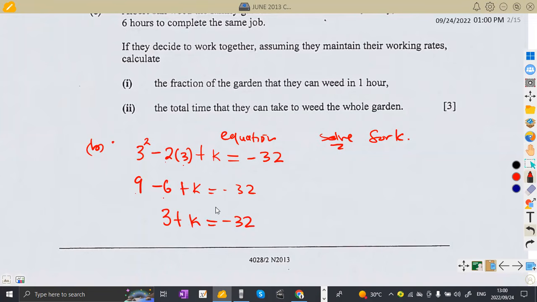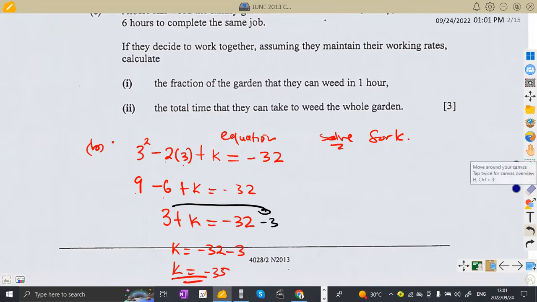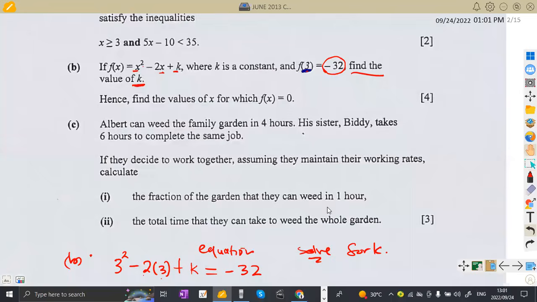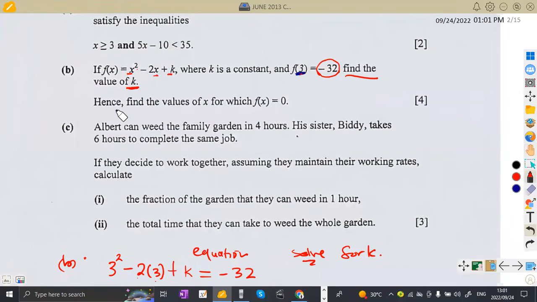So this is a linear equation, guys. There's no need for you to take the minus 32 to this side, but you can transpose the 3 to the other side of the equation here, which is on the right side, and it's going to be a negative 3. So from this part, that means k is equal to minus 32 minus 3, and our k is going to be negative 35. So that is what it means. So take note, guys, this is the value of k that we are given, which is negative 35. Then on that part, they are now saying hence.